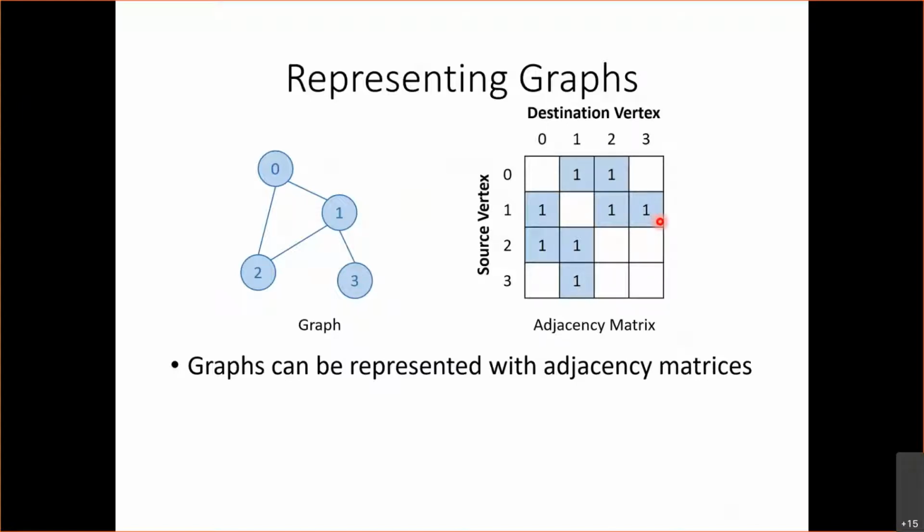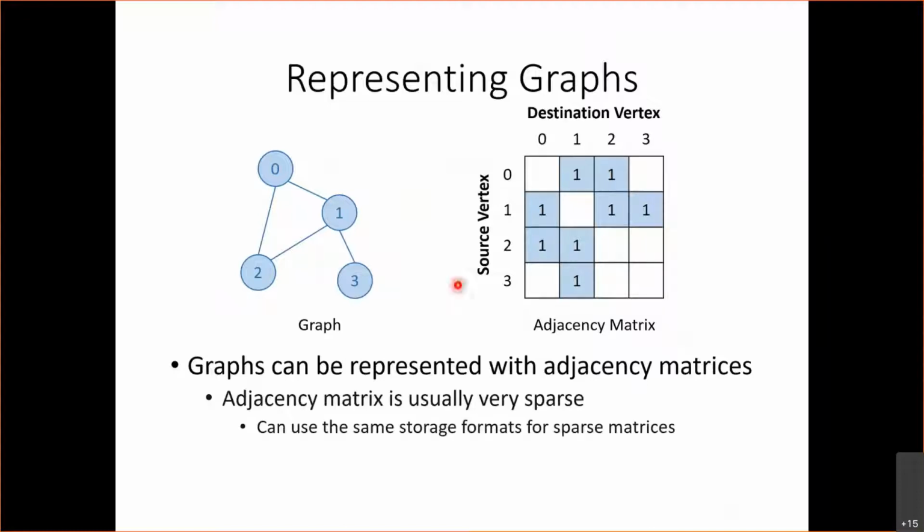So what can we do to represent them? We just finished talking about sparse matrices. We convert it to one of the formats. Right, exactly. Because the adjacency matrix is usually very sparse, we can use the same storage formats that we talked about with sparse matrices to also represent graphs. So we can store the adjacency matrix of a graph using any of the sparse storage formats that we looked at previously.